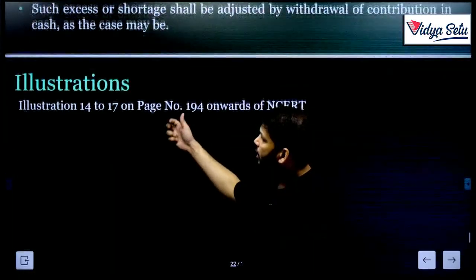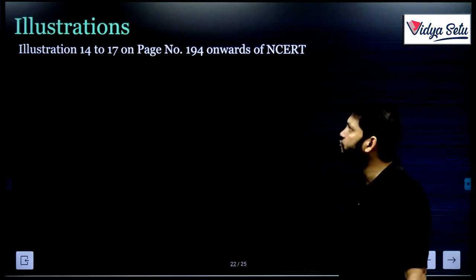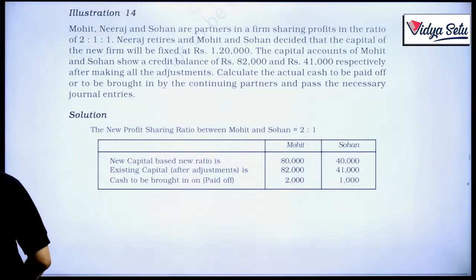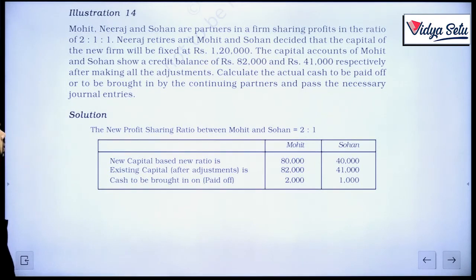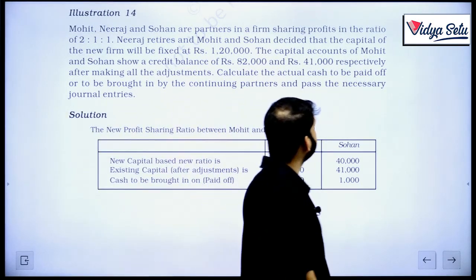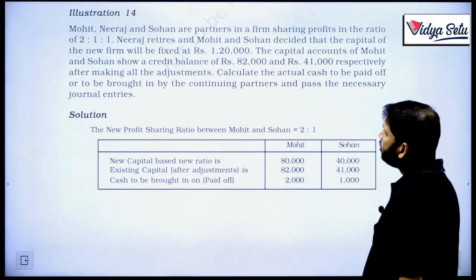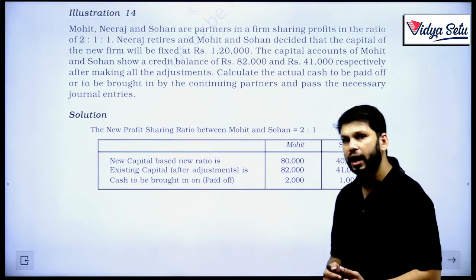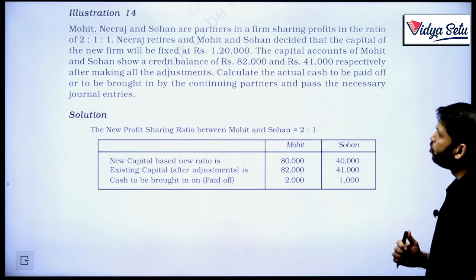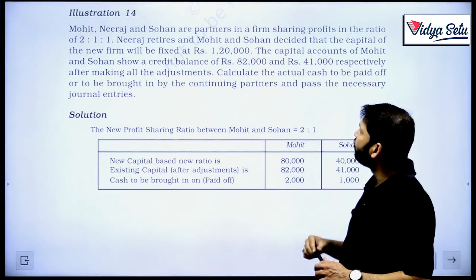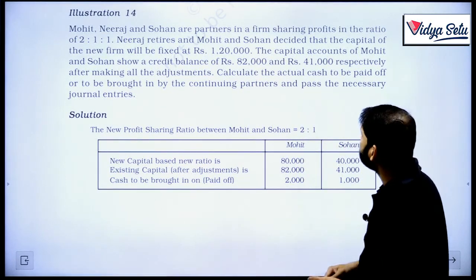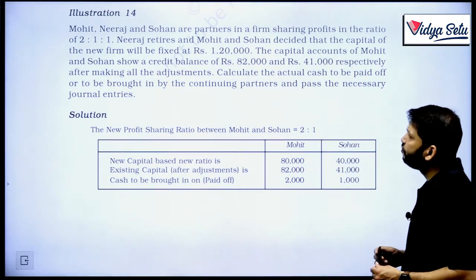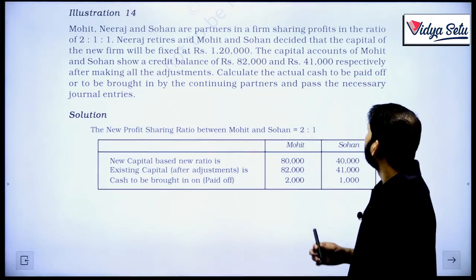So let's look at illustrations number 14 to 17, which start from page number 194 onwards of our NCERT book. Illustration 14: Mohit, Neeraj and Sohan are partners in a firm sharing profits in the ratio of 2:1:1. Neeraj retires and Mohit and Sohan decided that the capital of the new firm will be fixed at rupees 1,20,000. The capital accounts of Mohit and Sohan show a credit balance of rupees 82,000 and 41,000 respectively. After making all adjustments, calculate the actual cash to be paid off or to be brought in by the continuing partners and pass the necessary journal entries.